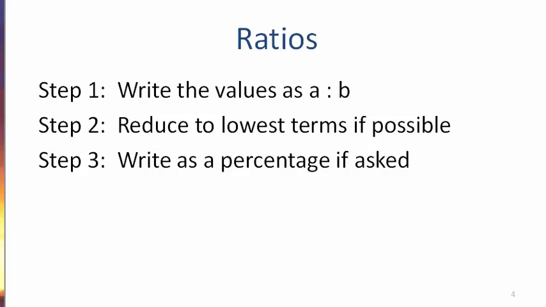If we're given two values, A and B, the first thing we do is write the values like this with a colon in between. That's the most common notation you'll see for ratios. You do sometimes see it as a fraction, but this is the most common notation. Then we'll reduce it to lowest terms if possible. And then we'll write it as a percentage if we're asked, depending on the context.